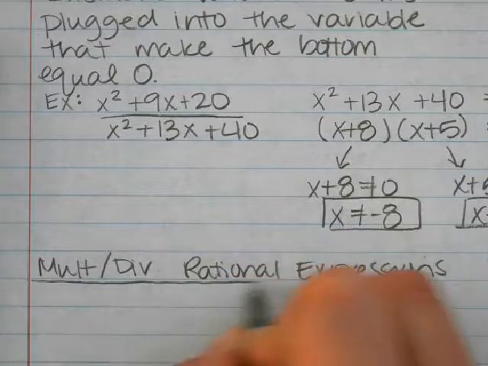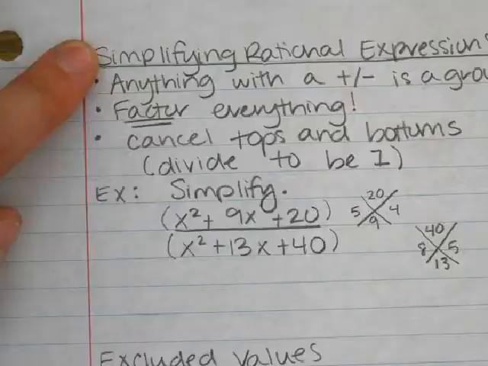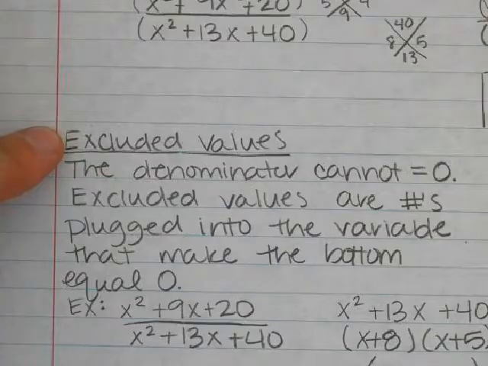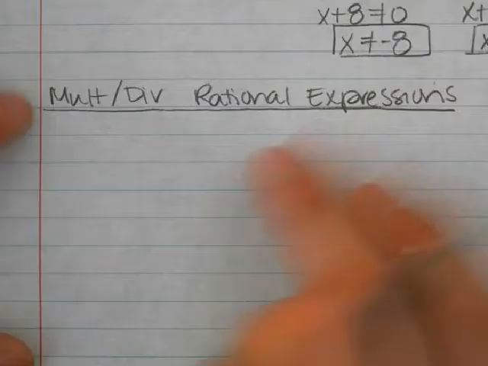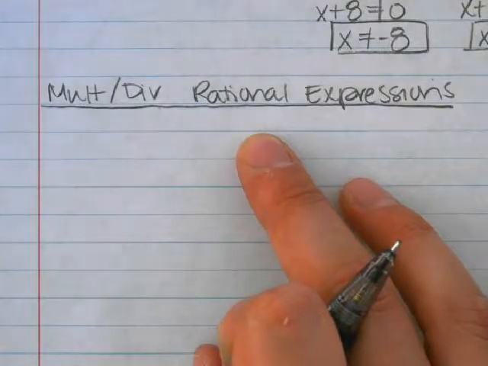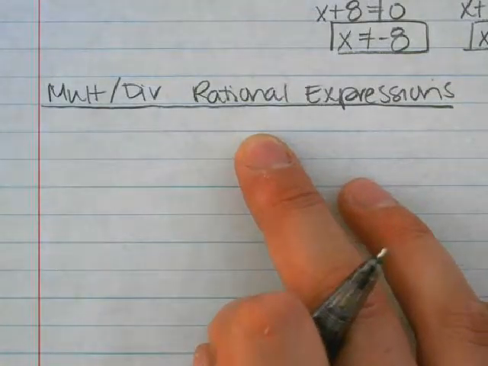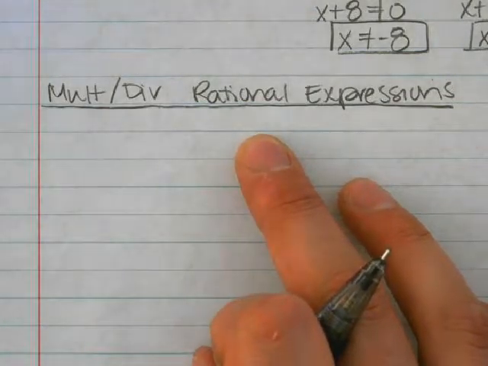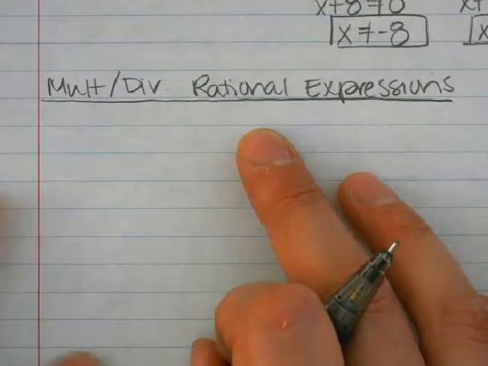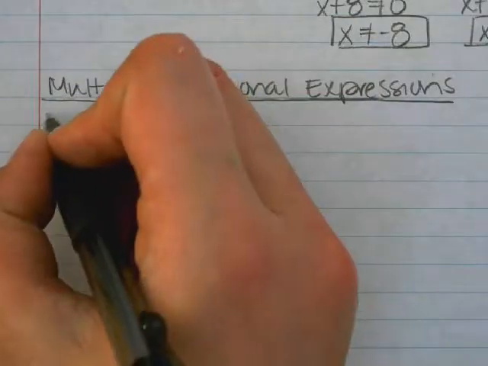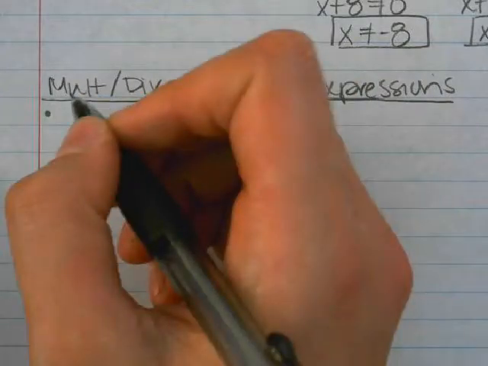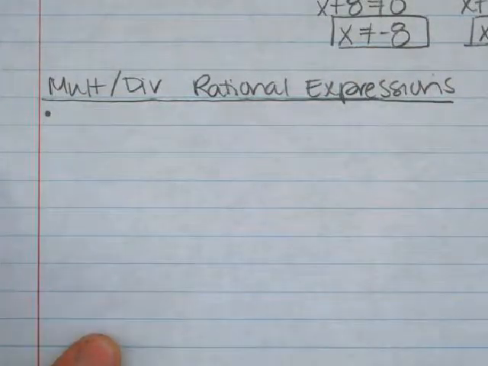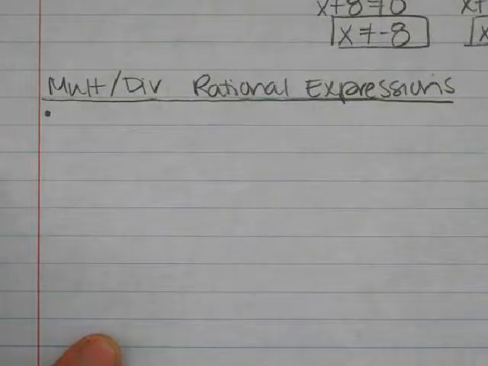So I made it so I have 3 titles on mine. I've got simplifying rational expressions as the first title, excluded values as the second title, and then I'm doing multiply and divide as the third one. On these ones, if it was a multiply problem, we could just get started and do what we've done in the past. But if it's a divide problem, what do we have to do before we get going?